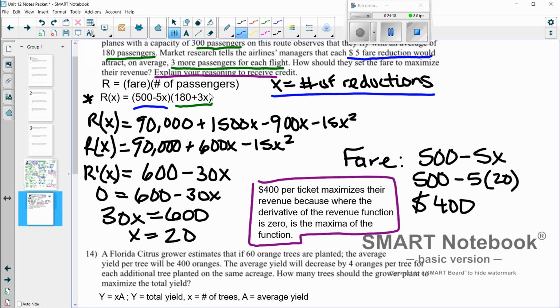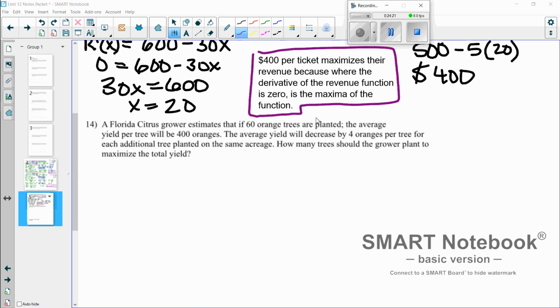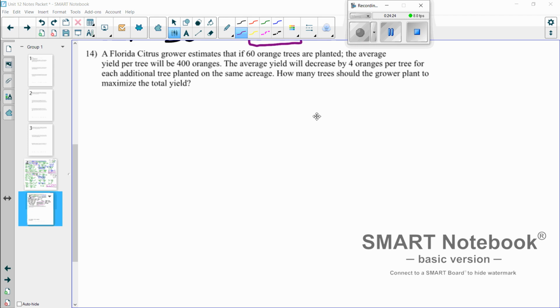Now, in number 14, we're going to do the exact same thing, because we see another cost and quantity equation. Now, let's read this one carefully here, because there is one thing I want to point out that if you don't read carefully enough, you might miss. So a Florida citrus grower estimates that if 60 orange trees are planted, the average yield per tree will be 400 oranges. The average yield will decrease by 4 oranges per tree for each additional tree planted on the same acreage. How many trees should the grower plant to maximize the total yield?